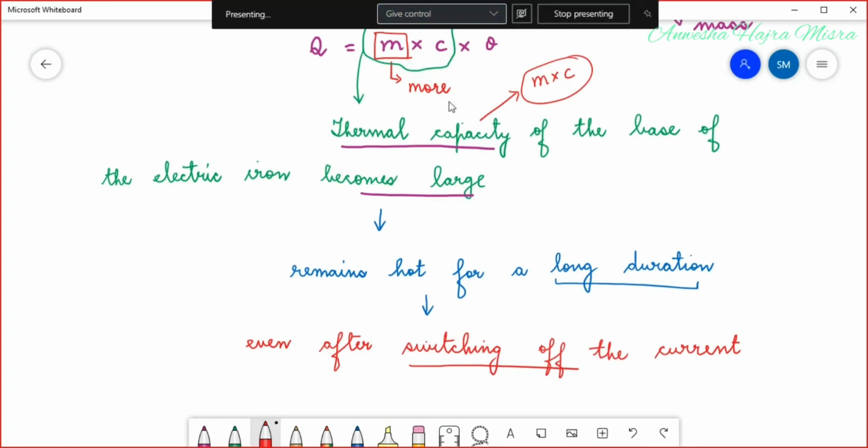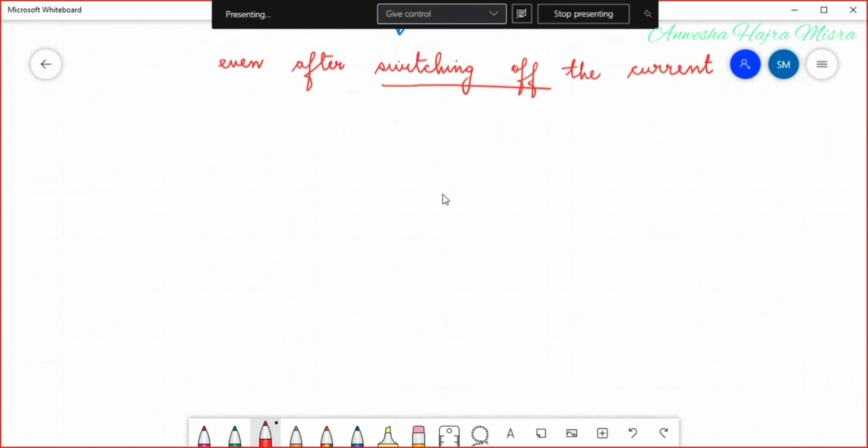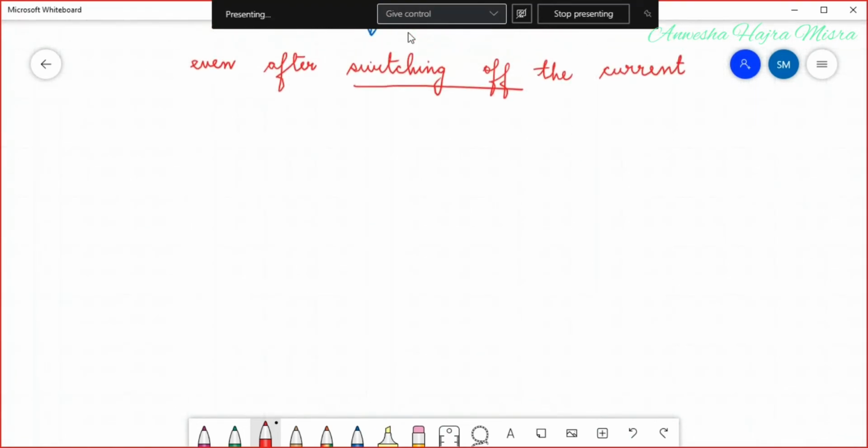Now, numericals based on this first part, where there is a change in temperature. Let me take a sum. Say we take a question.